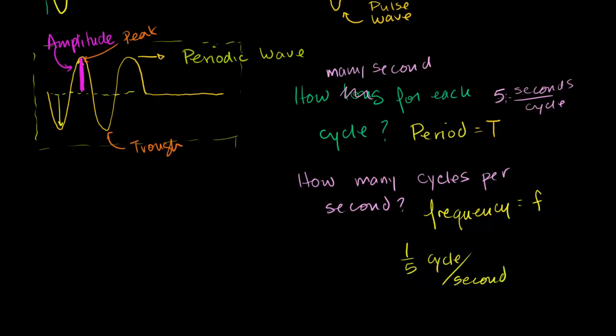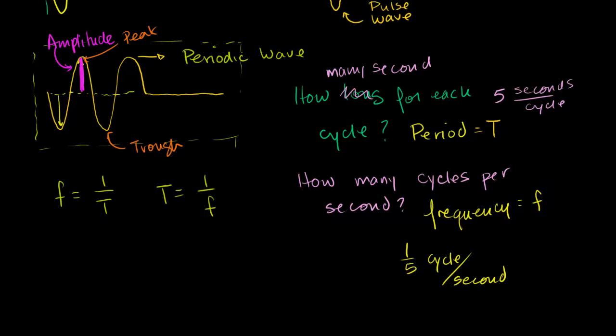All I did is invert that right there, and that makes sense because the period and the frequency are inversions of each other. This is how many seconds per cycle. How long does one up, down, back again take? And this is how many up, down, back agains are there in a second. So they're inverses of each other. So we could say that frequency is equal to 1 over the period, or you could say that period is equal to 1 over the frequency.